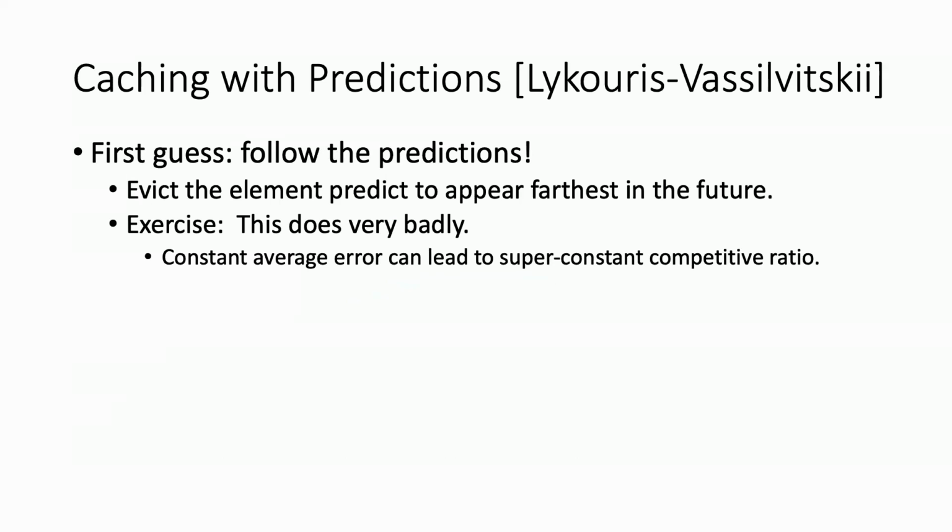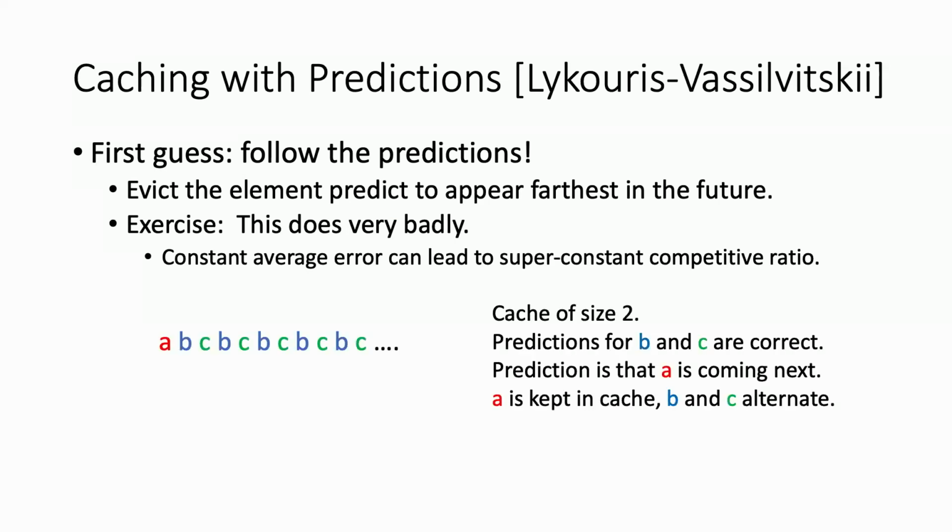The first thing you might think of is, well, let's just follow the predictions. Evict the element that is predicted to appear furthest in the future. This probably does okay in practice, depending on your predictions, but at least in theory, it can be very bad. There's a very easy bad example, but don't worry if you don't get it on the fly, because it's hard to see things on the fly.